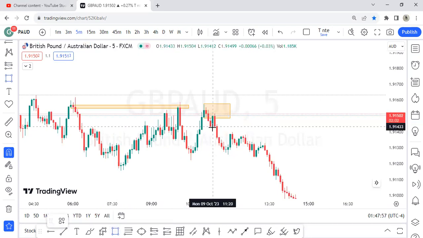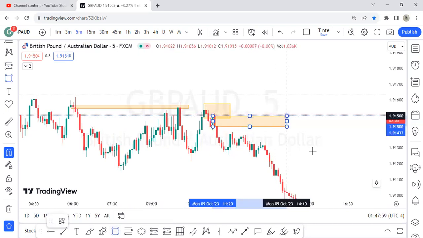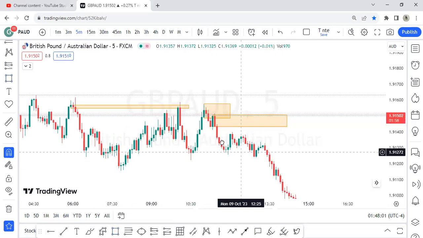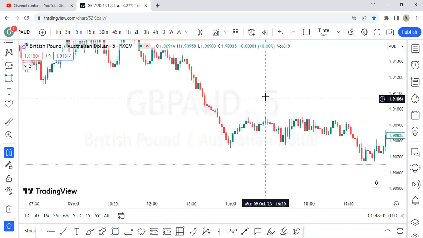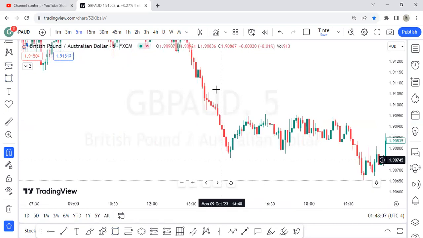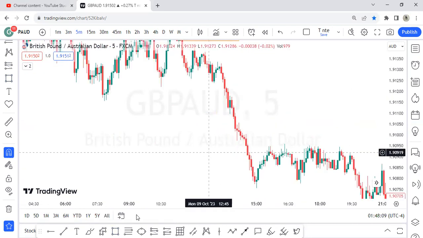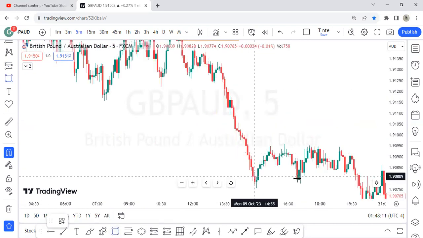See another one here. You can see, the market did not come back with this one. That is very fine. The market just kept dropping. And remember that you should not be trying to buy this order block. You can see that we had a bullish order block. Look at this order block here, right?